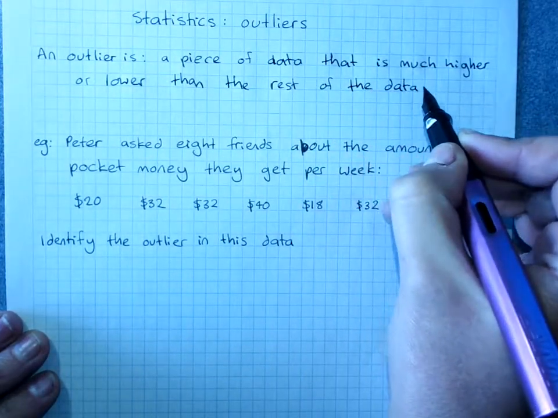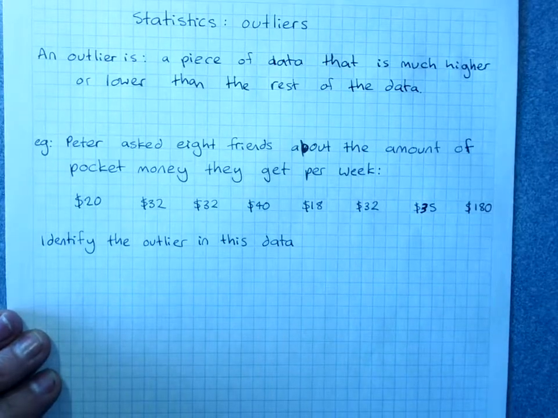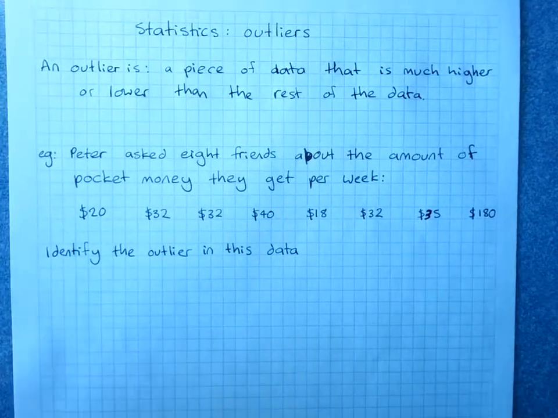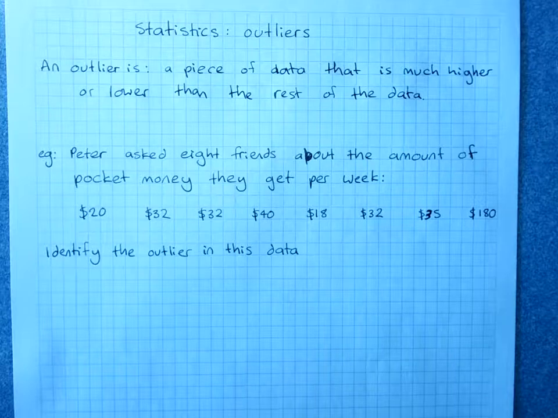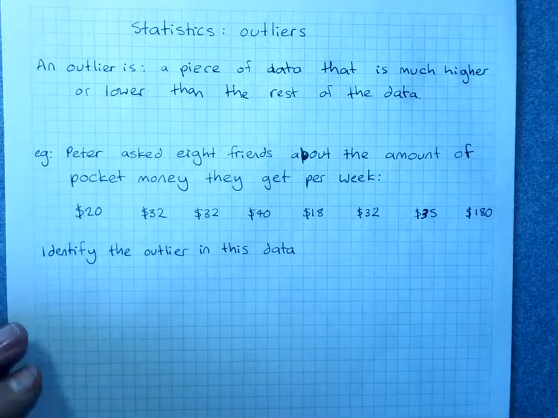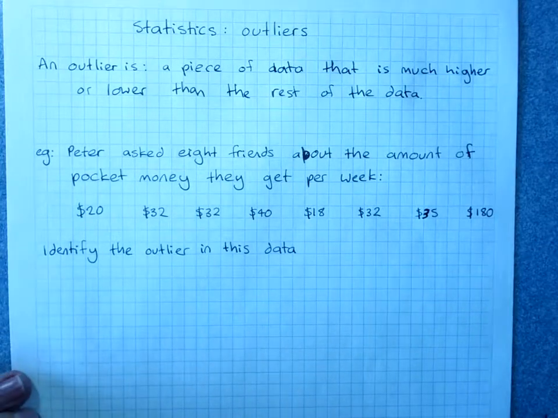Now this can be a problem because it can make it very hard to graph the data, and sometimes we should check and see, is this a mistake? Because sometimes people have entered the data wrongly and the outlier shouldn't be there.